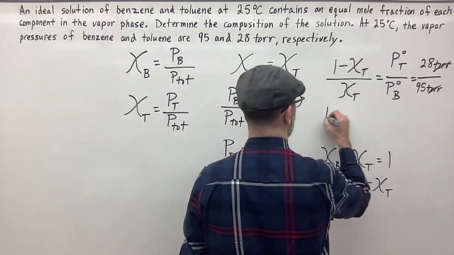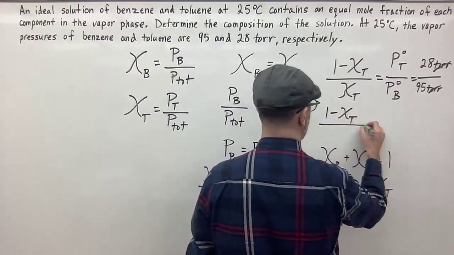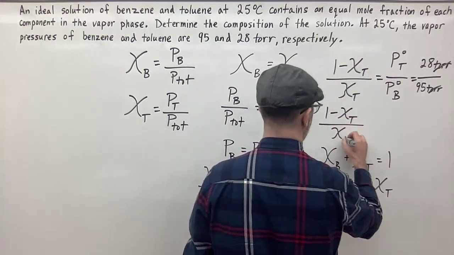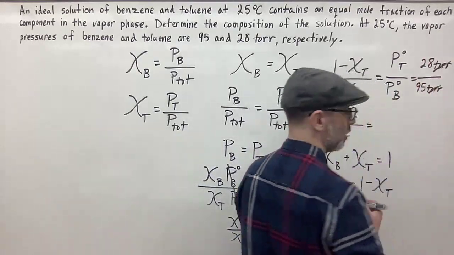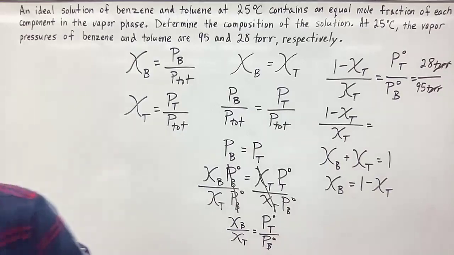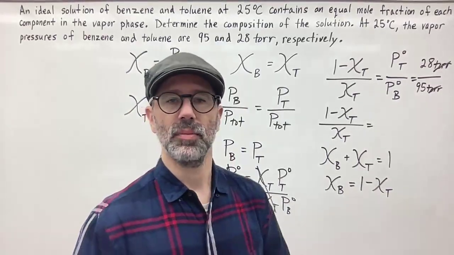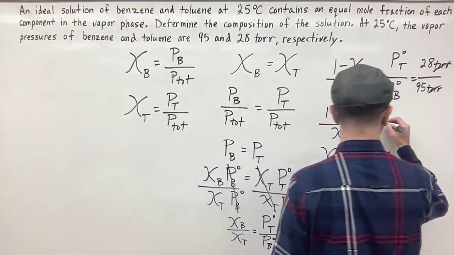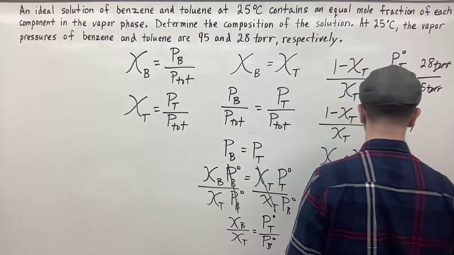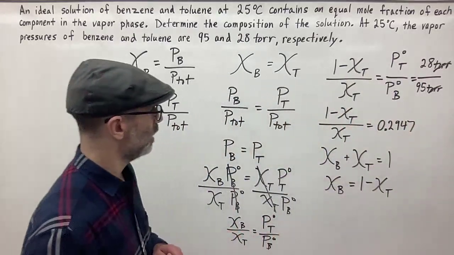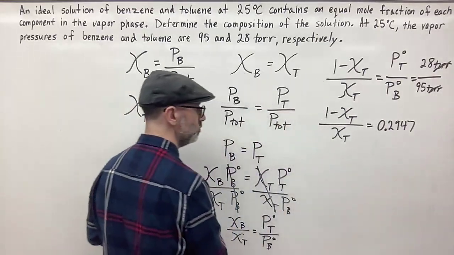So that means 1 minus the mole fraction of toluene over the mole fraction of toluene is equal to 28 divided by 95. And when I calculate that, I get 0.2947. Okay, now let me erase this.